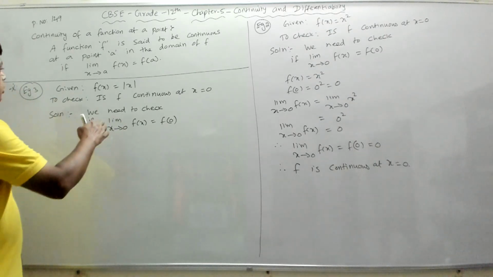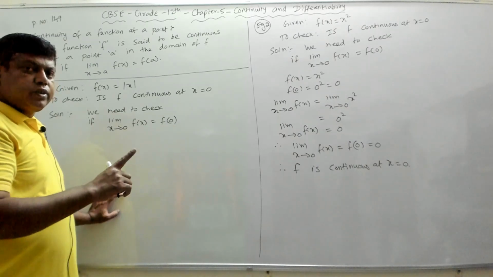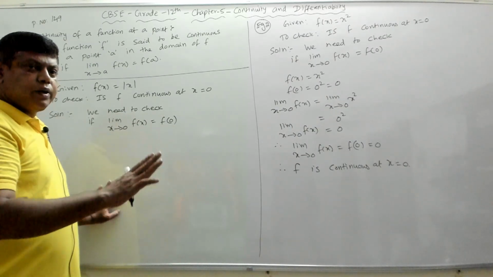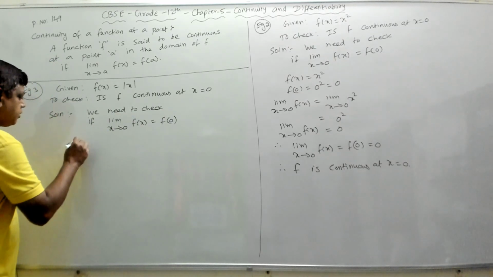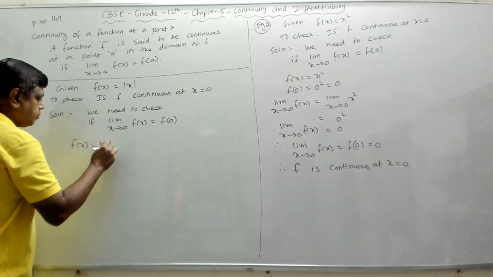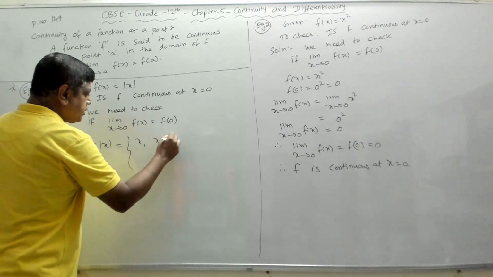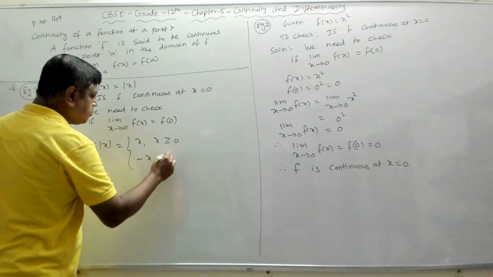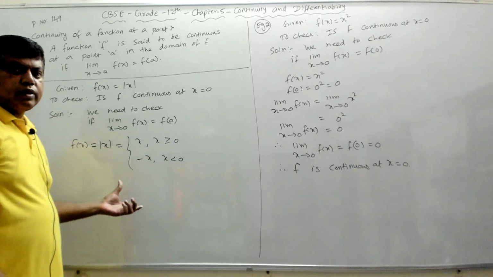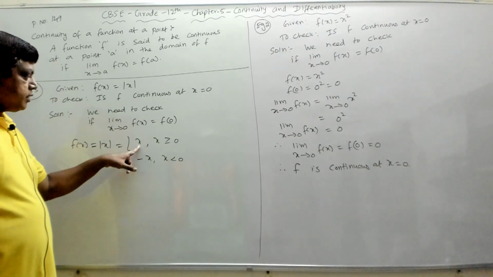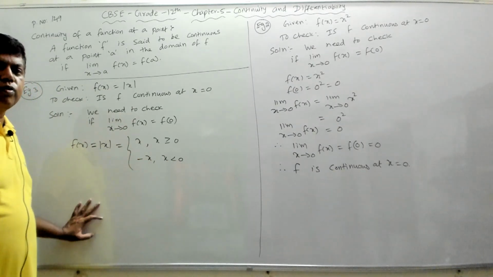Now here, whenever you have a mod of any function, the first step is to remove the modulus and have it as a function without the mod, meaning we know the definition of mod function. If f of x is mod x, then mod x is written as x when x is greater than or equal to 0. It is minus x when x is less than 0. This is the definition of modulus of x. What is the definition of mod of x? It is x when x is positive or 0. It is minus x when x is less than 0.